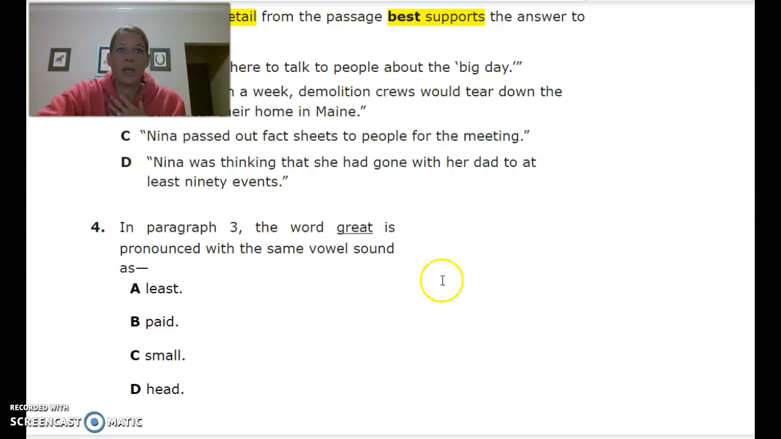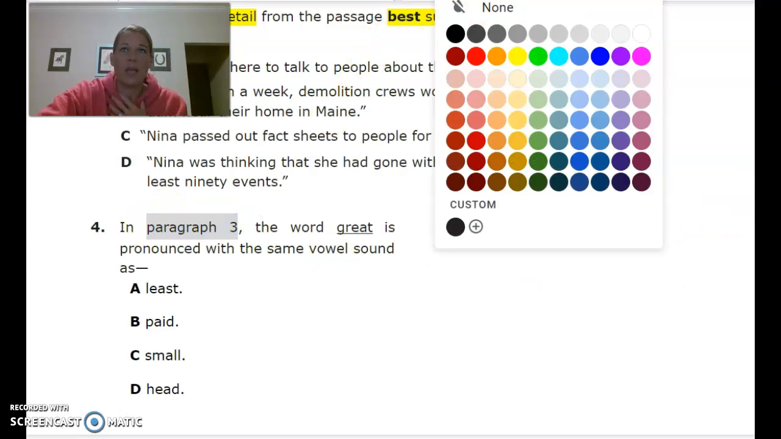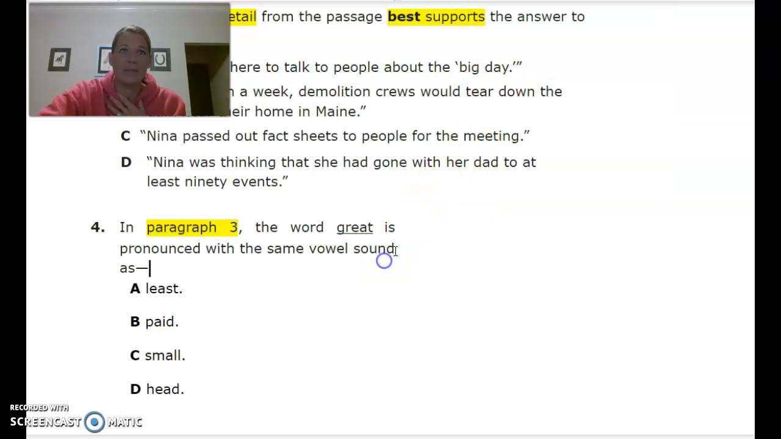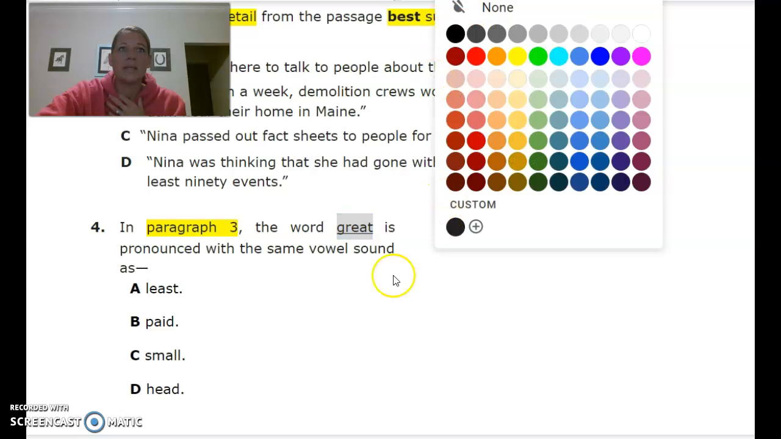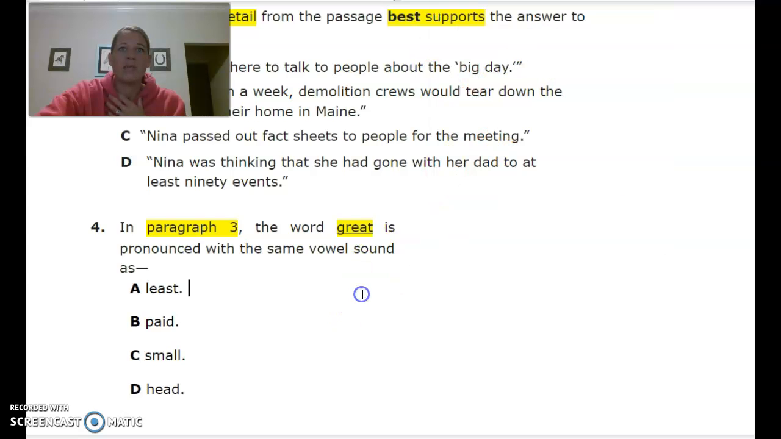In paragraph 3, I always like my kids to highlight where I'm looking for my answer because obviously that saves me time. The word great is pronounced with the same vowel sound as which one of these words. So you're going to have to say these words and listen for the same vowel sound that's in great. I hear the long A, great.